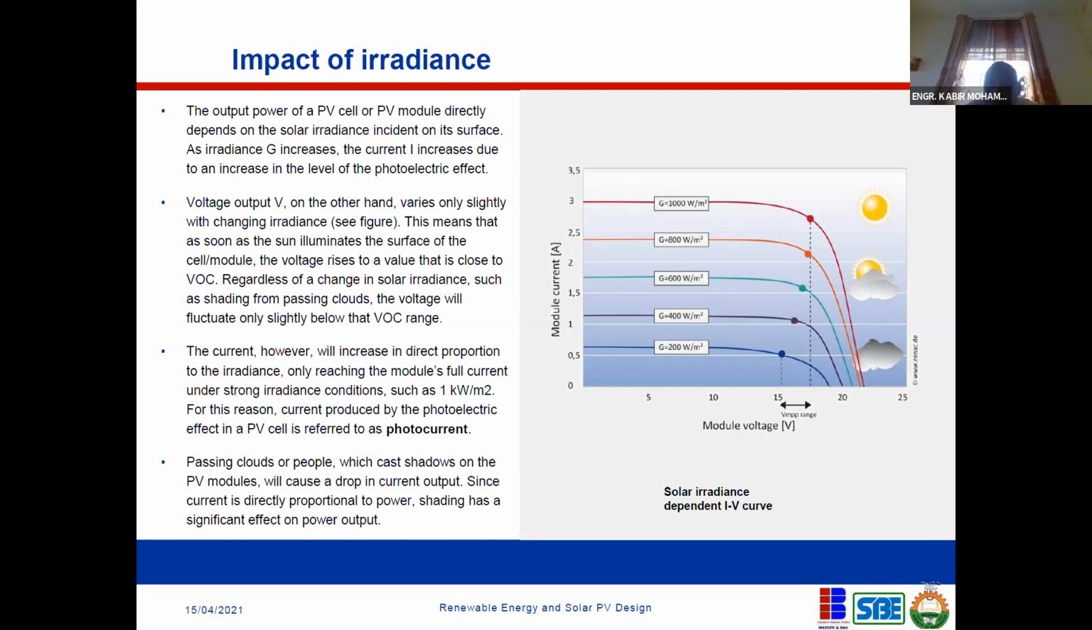Okay. So if there's any further question, if not, the current, however, increases in direct proportion to the irradiance, only reaching the module full current under strong irradiance. I've explained all of this. We should move to the next one, please.